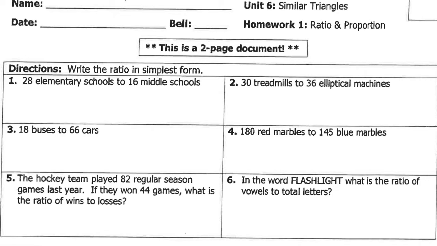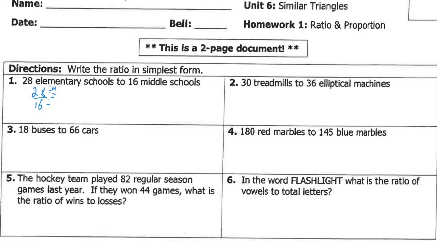So here we are with the ratios. To write the ratio in the simplest form, you simply write it as a fraction and then reduce it. We have 28 elementary schools to 16 middle schools. So write your fraction and then ask yourself, what can I divide them by? I can divide both 28 and 16 by 4.